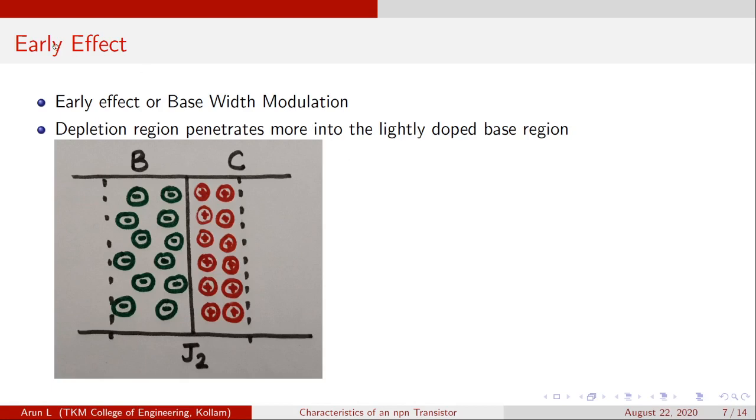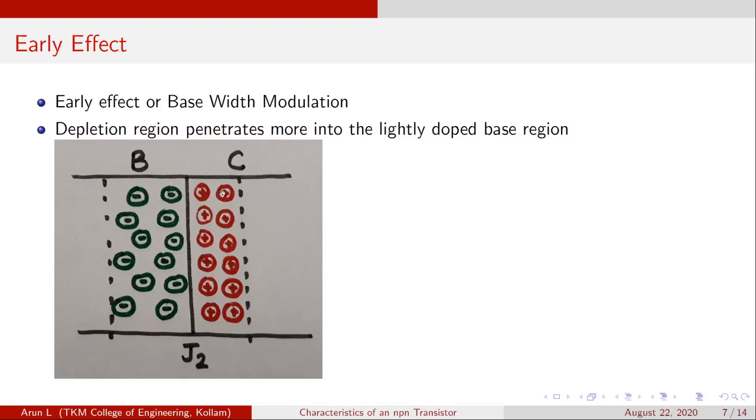So this is named after a scientist, James Early. Here I have shown a zoomed version of the base collector junction. This is the base collector junction J2, and as you know, in the depletion region we have immobile ions. The collector is an n-type material, so we have positive immobile ions on this side on the collector, and the base is p-type material, so we have negative immobile ions on this side of the depletion region.